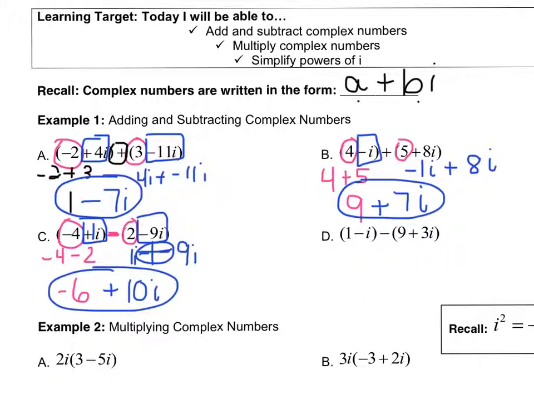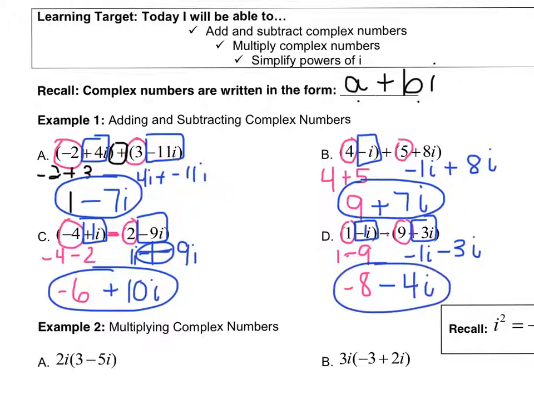Final answer. Last, we have 1 minus 9. 1 minus 9 is -8. And we have -1i minus +3i. So -1 minus 3 is -4i.